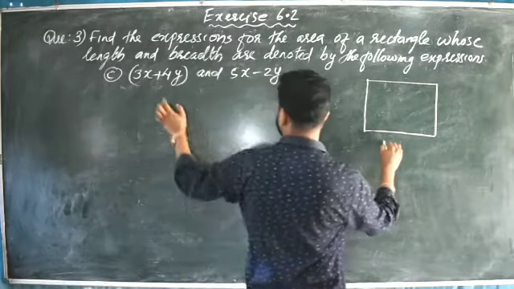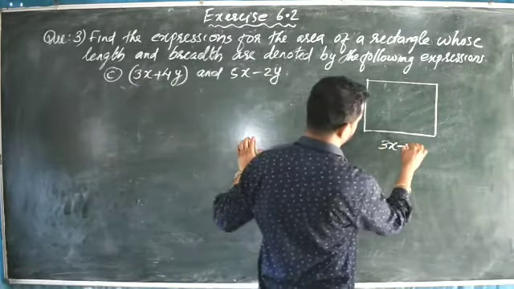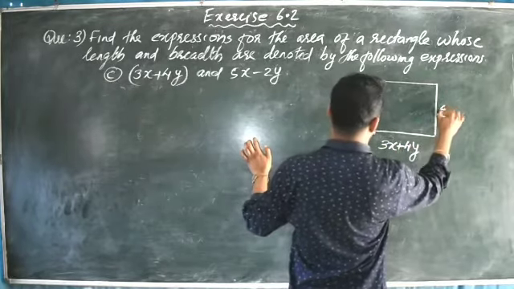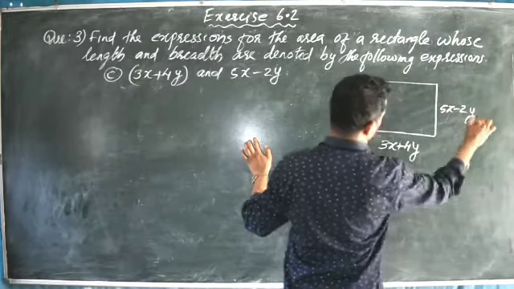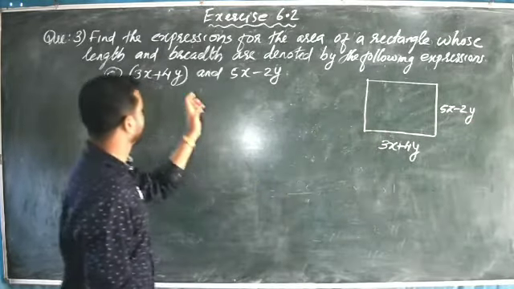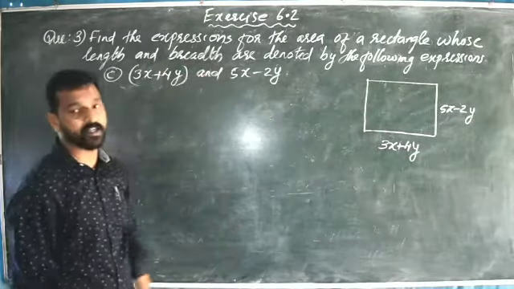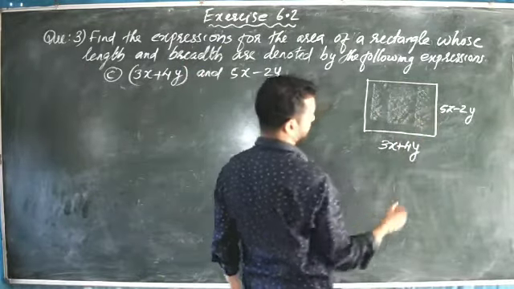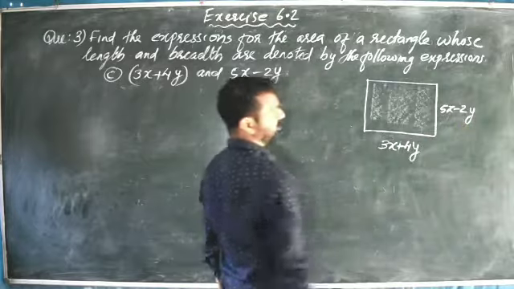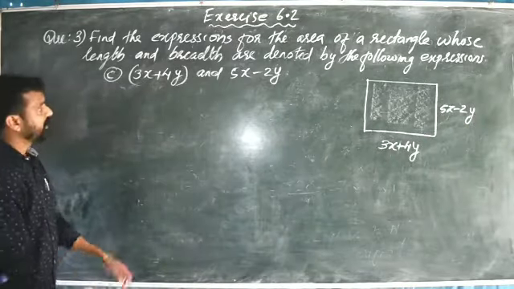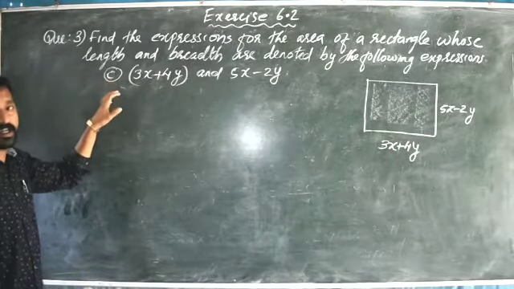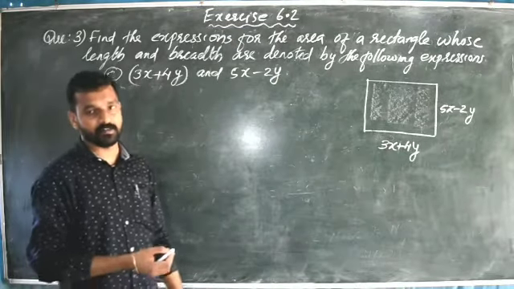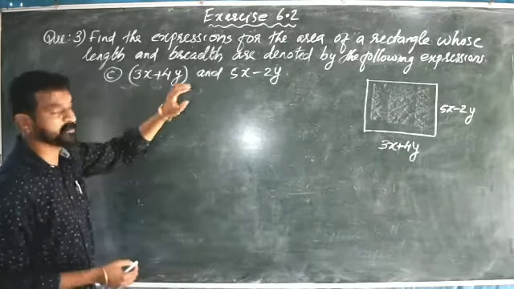Length is equal to, we can take 3x plus 4y, and breadth is equal to 5x minus 2y. We want to find the expressions for the area of rectangle. That means we want to find out the area of this rectangle. Its length is 3x plus 4y and breadth is 5x minus 2y. And here I wrote question number C, A and B monomial only. That monomial directly multiply, then you will get the answer. But here it is binomial, that is why I wrote this question.